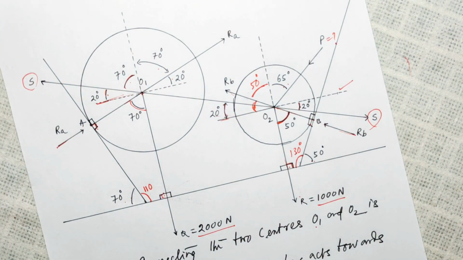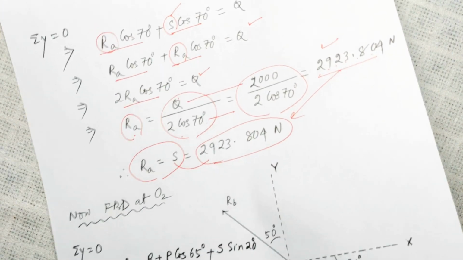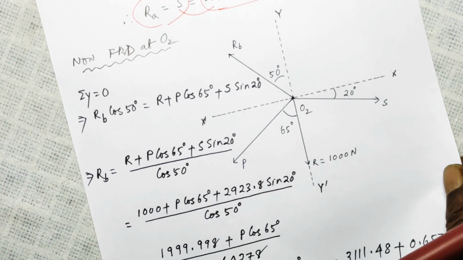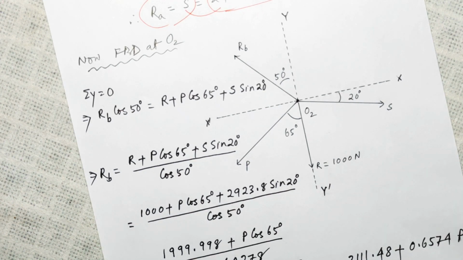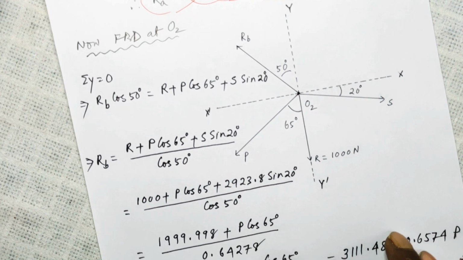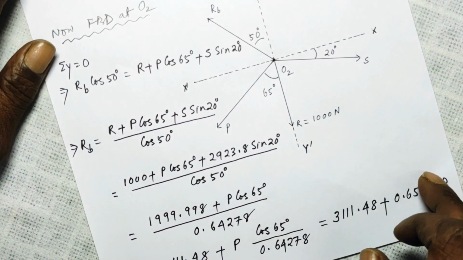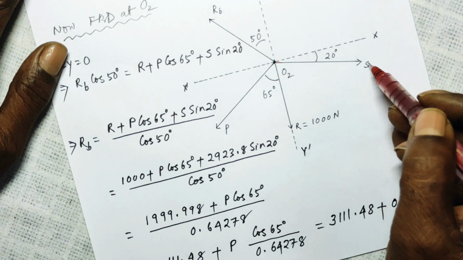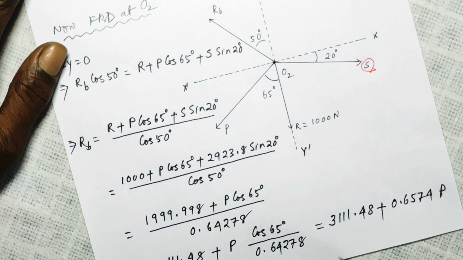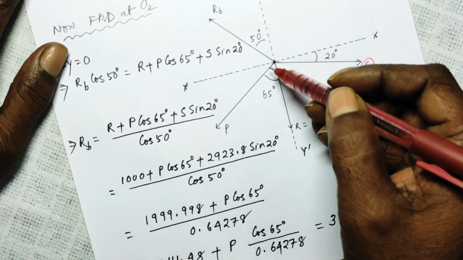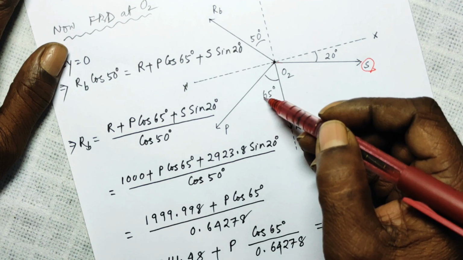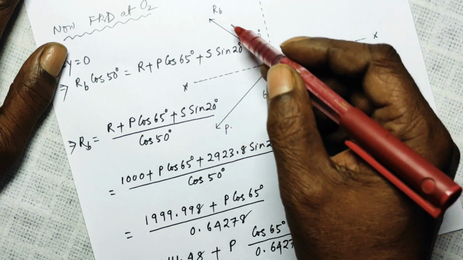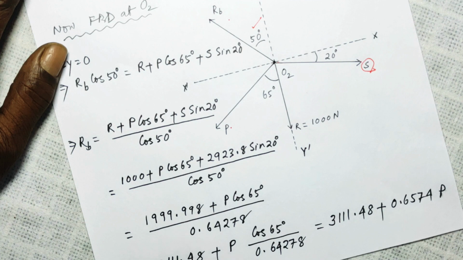So in the free body diagram, I am showing that. In the free body diagram at point O2, I have drawn the x-axis and y-axis. This is your S acting towards the smaller cylinder. This was your P, making angle 65. This is to be found out. This was RB. I explained how this is 50.